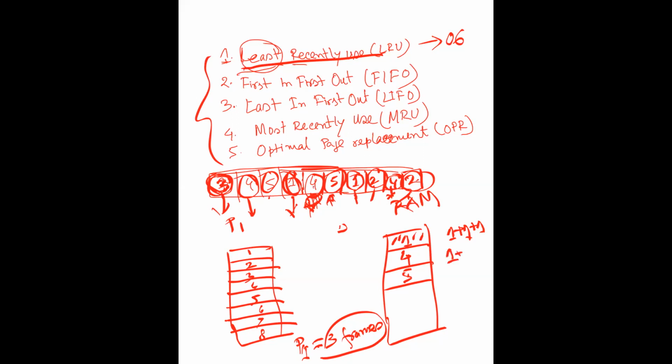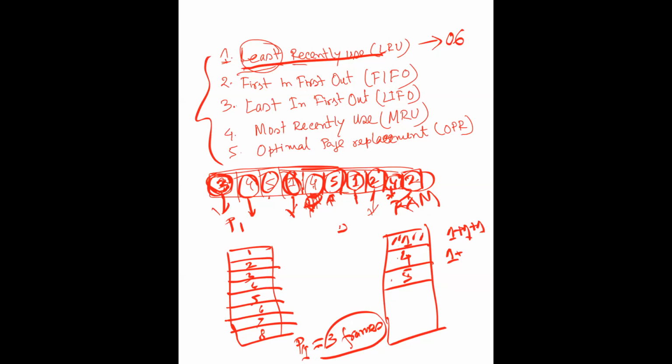Next is 4. Page 4 is available inside the RAM, so it's fine. Page 5 is also available. Then page 1 is also available. Then page 2 is not available inside the RAM currently. There are 1, 4, and 5. Page 2 is not available, so which page will be replaced?